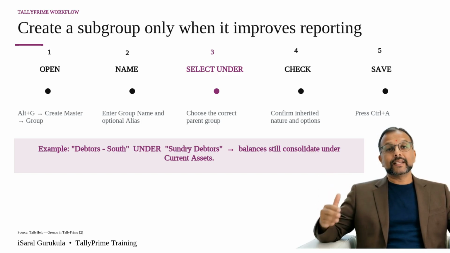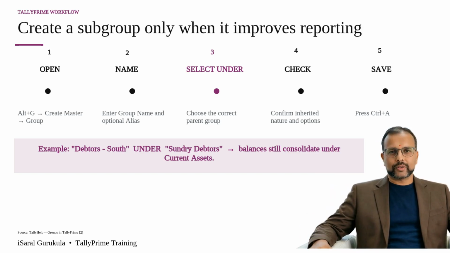Ctrl+A. Here's a practical example. If you want to track debtors by region, create a subgroup called Debtors South under the parent group Sundry Debtors. The balances still consolidate under current assets on your balance sheet, but now you have regional detail.